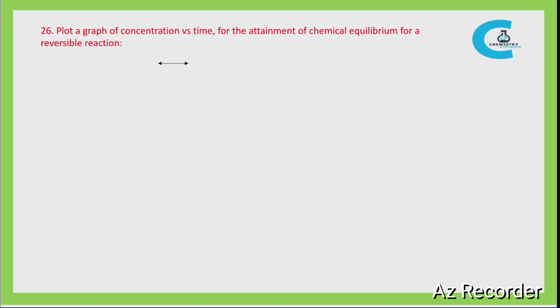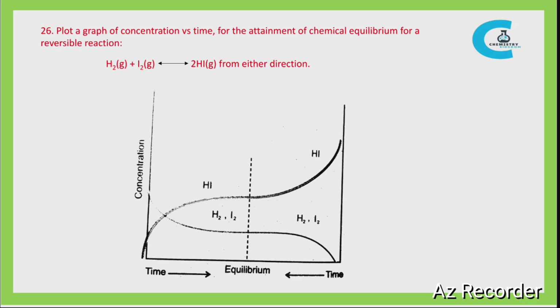26th question: plot a graph. They are asking for H2 plus I2 giving rise to 2HI. This one was taken from the NCERT only. This is an NCERT question. As you know, HI is a product, so it goes on increasing, and H2 and I2 are reactants, so they go on decreasing and finally reach 0. See there, H2 and I2 go in the downward direction, HI goes in the upward direction, because the product is forming and the reactants are being consumed.